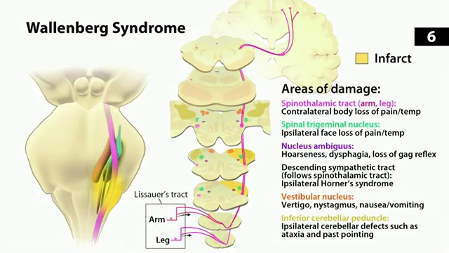So Wallenberg syndrome causes a very particular constellation of symptoms. There's no motor weakness, there are no sensory deficits other than pain and temperature, but you can have any combination of these other symptoms. And again, this is very high yield for Step 1.